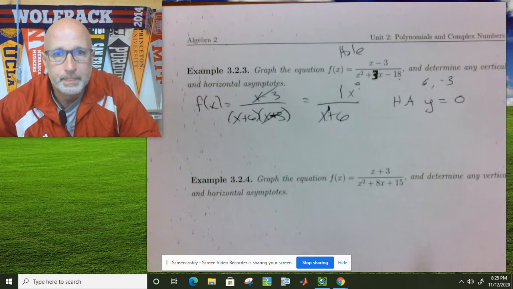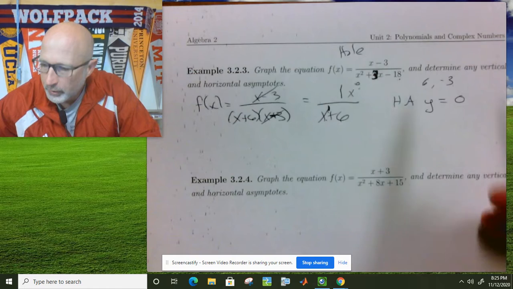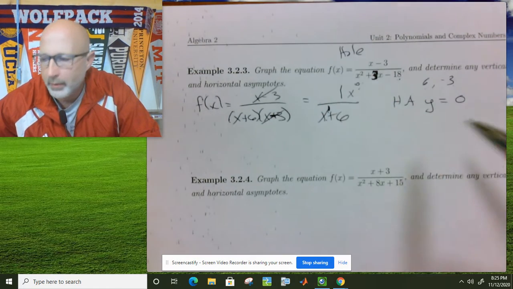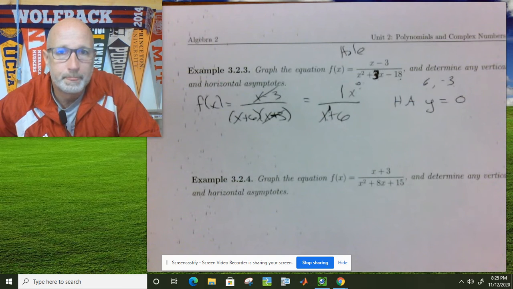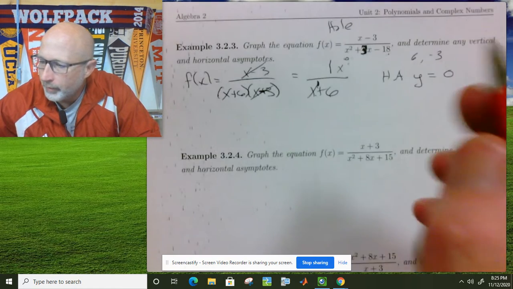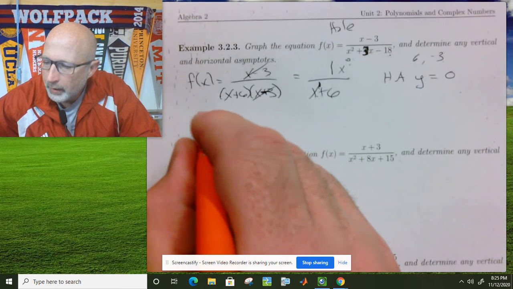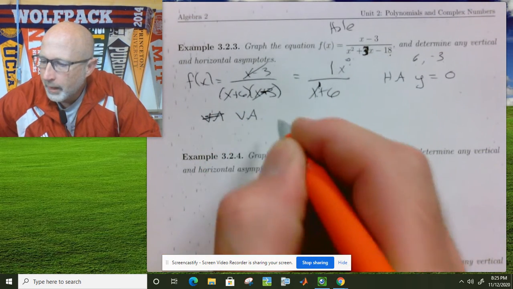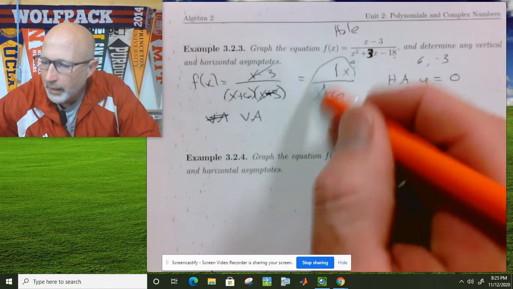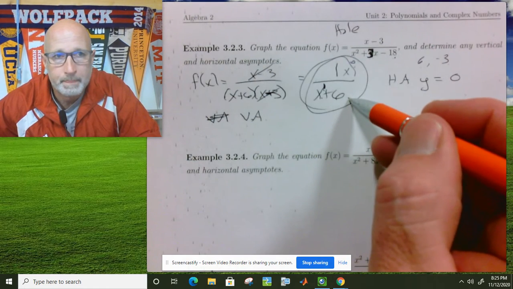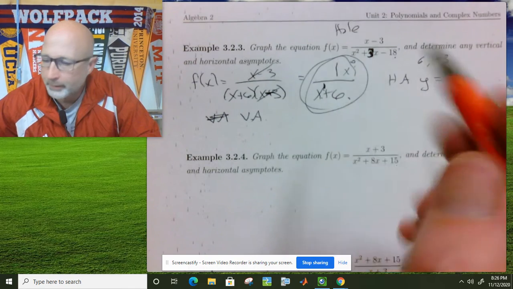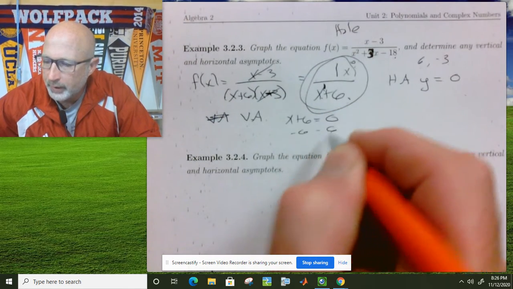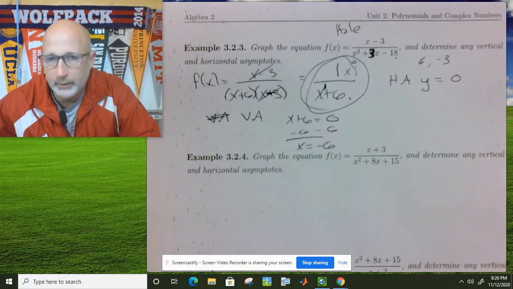Always. Okay, let me restate that. When the degree of the top is less than the degree of the bottom, then it's going to be y is equal to 0. Okay, now I need to look for the vertical asymptote. Now here's where it's a little bit different. For the vertical asymptote, I'm only going to look at that portion. That's what's going to tell me. So I say x plus 6 is equal to 0, minus 6, you have x is equal to negative 6.